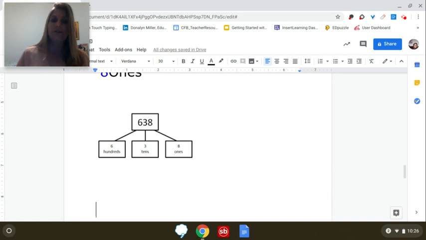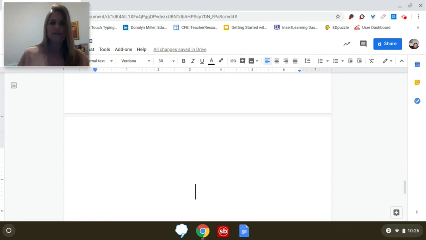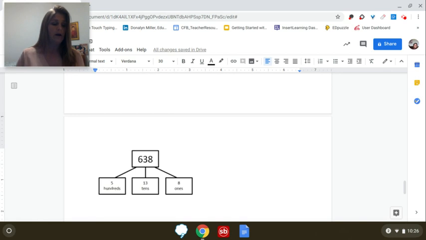Okay, I'm going to show you two other ways because our learning target today is to be able to break a number apart in more than one way. So let's look at 638 broken apart with our number bonds into different ways. Here's one way I want you to look at. If you notice, 638 is my number. I have 500 here. I have 13 tens here and 8 ones.